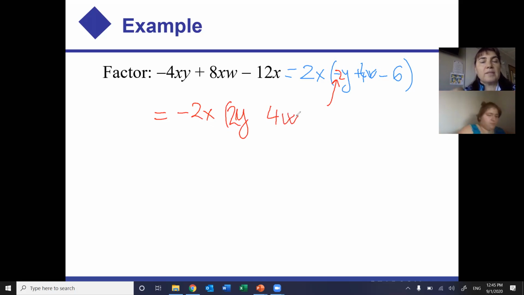So what is going to be the sign in front of 4w, Carissa? A negative. That's correct. Why is it negative? Because if you go back and multiply, see right here, this negative times this negative is going to be positive 8.